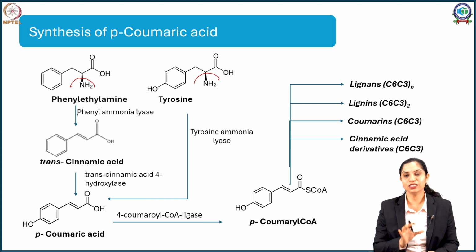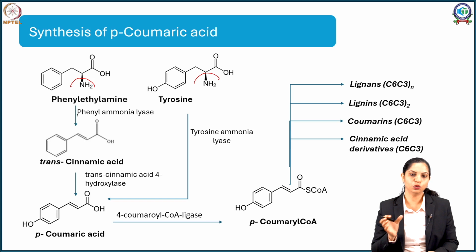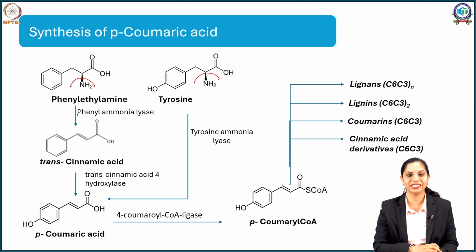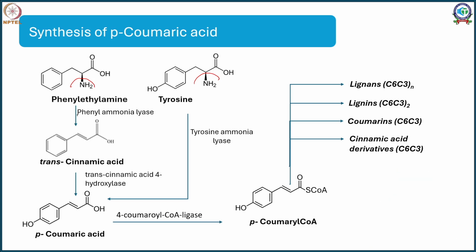acid. Now this coumaric acid, once it is ready, gets added to coenzyme A. This happens in presence of an enzyme, 4-coumaryl-CoA ligase. Ligase is something which joins or sticks. So once this ligase acts, you have your para-coumaryl coenzyme A. Now this para-coumaryl coenzyme A is an important precursor.